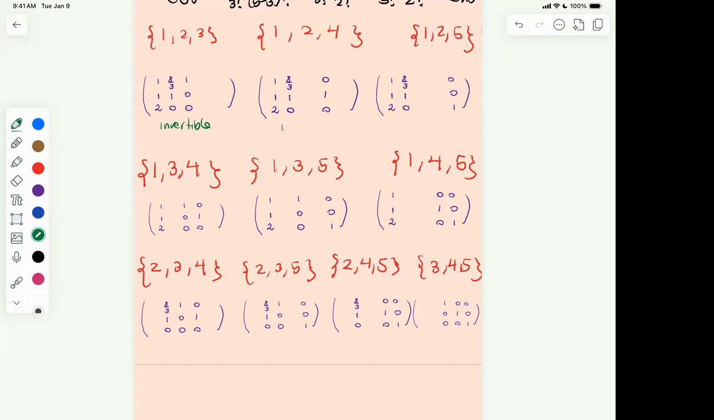This one is also invertible. The only one that is not invertible is this one, because it has a row full of zeros. Because this one has a row full of zeros, it won't be invertible. All the others, if you play with the determinant, you'll find that it is not zero. And again, you just use the properties to check.